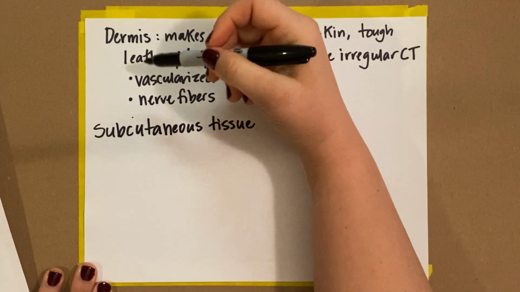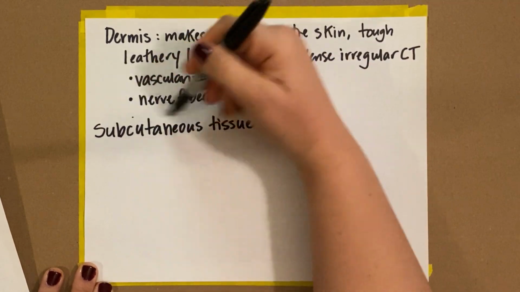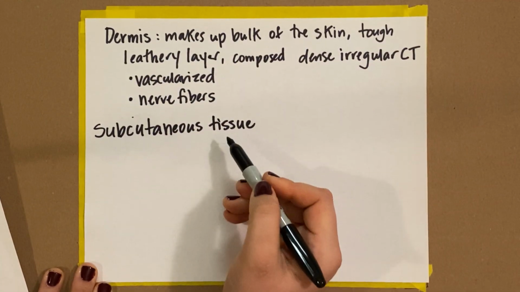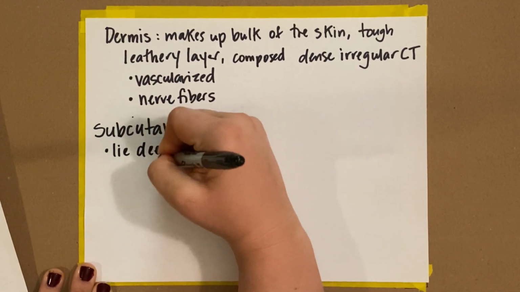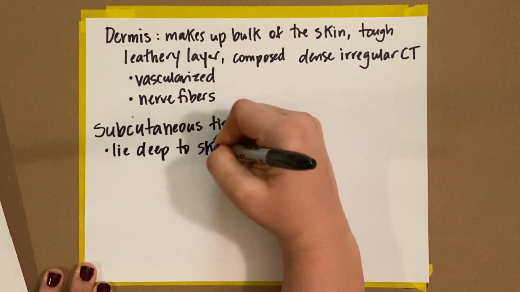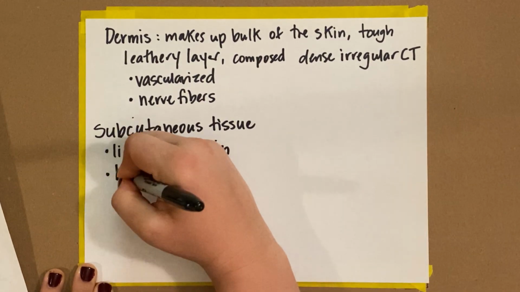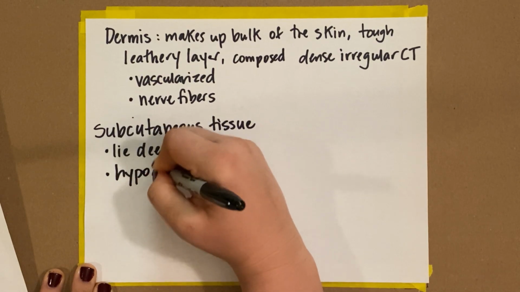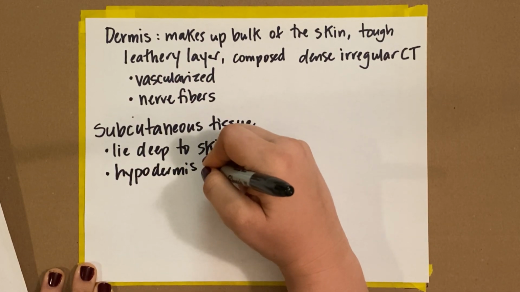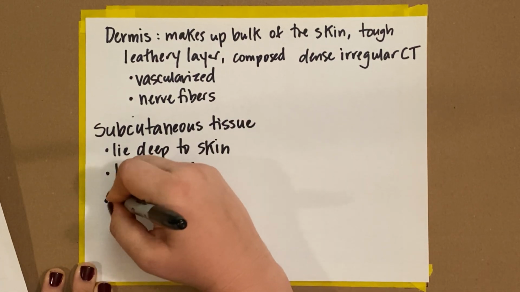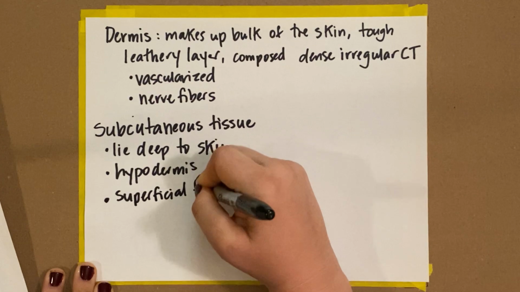Okay, so the cutaneous tissue is going to be the skin. So subcutaneous means below the skin. Okay, so this is going to lie deep to skin, right? It can sometimes be called the hypodermis, or it also can be called the superficial fascia.